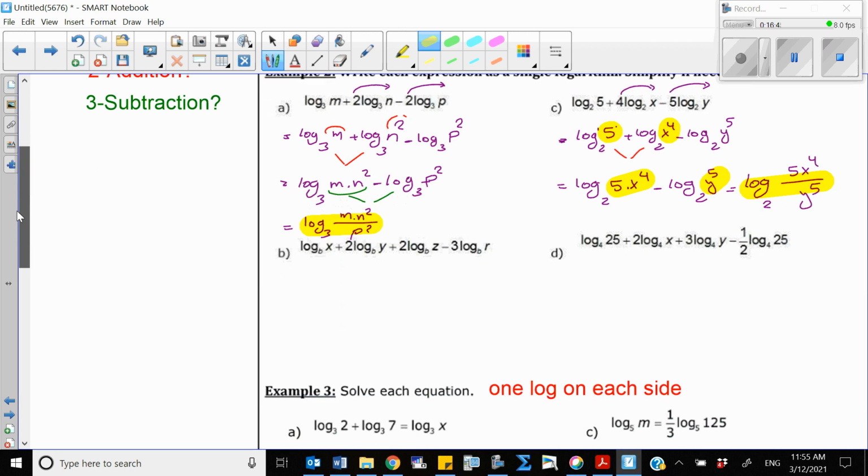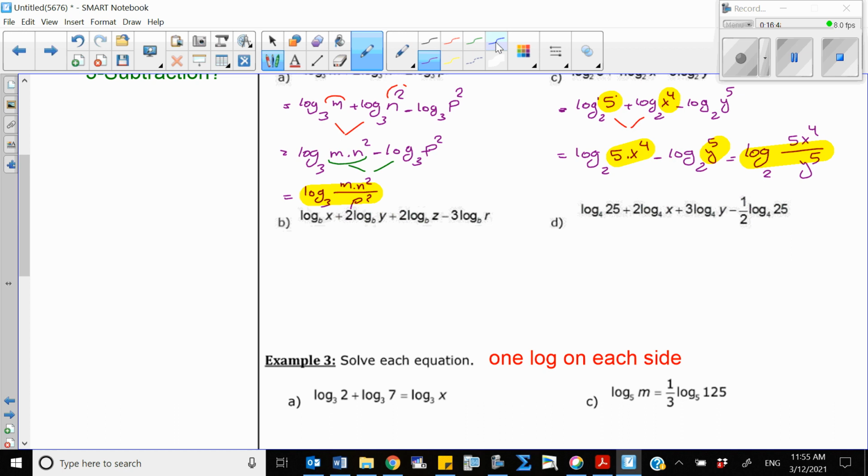Okay, let's go to the next example. Again, do I have any coefficients? Yes, 2, 2, and 3. These are the coefficients. So I can rewrite this as log base b of x plus log base b of y squared plus log base b of z squared minus log base b of r to the power of 3.